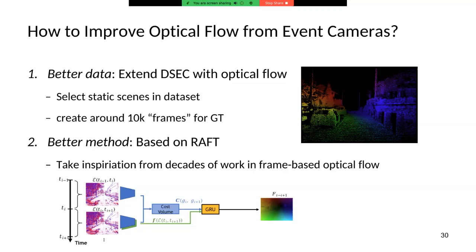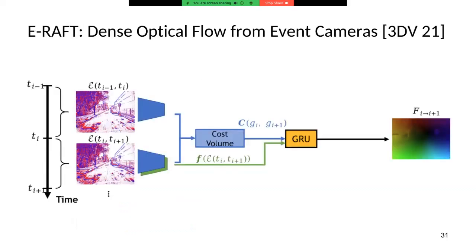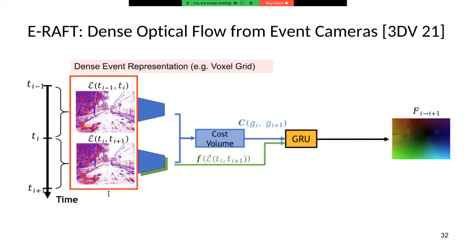And then we were experimenting with a better method, and we took inspiration from RAFT, and RAFT is a neural network that is designed especially for optical flow for frame-based vision. But still, we were curious to see how we can adapt it to event-based vision and if it works well. And how we did that is quite simple. We have some duration of events that we consider, for example, here t_{i-1} to t_i. During this duration, we create a dense event representation.